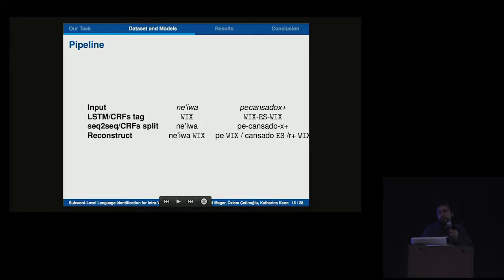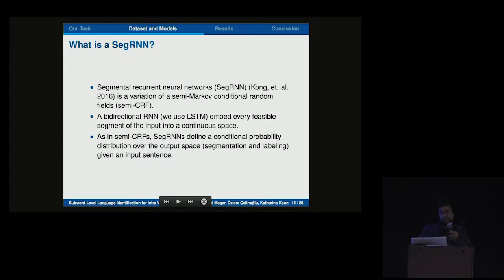Then we have a sequence, and then we apply a sequence-to-sequence model or a CRF to do the splitting. And at the last point, we do the reconstruction. So the last approach is a segmental CRF. What is a segmental CRF? First, it's a recurrent neural network.